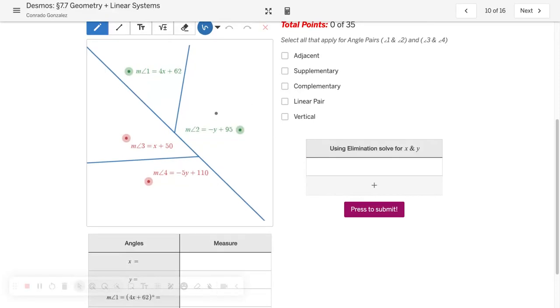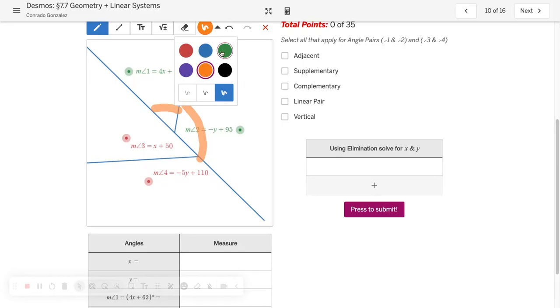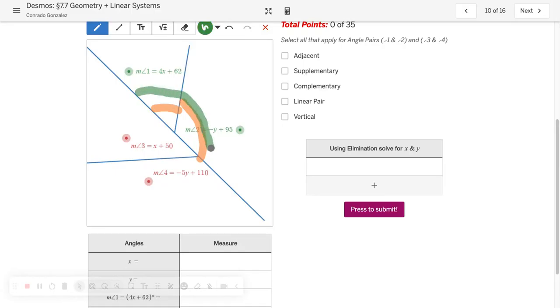Okay, so looking at this diagram, you can see that these angles here, the green ones, this angle here plus this angle here, that's got to equal 180. Using the angle addition postulate, this angle plus this angle equals 180, right? That makes them supplementary, right?